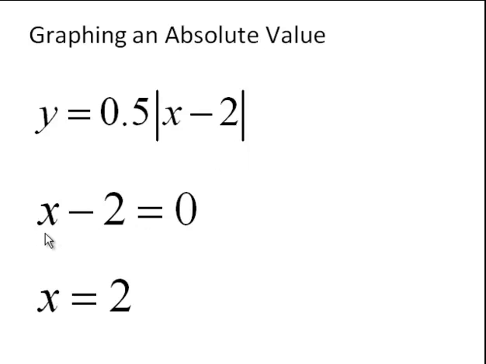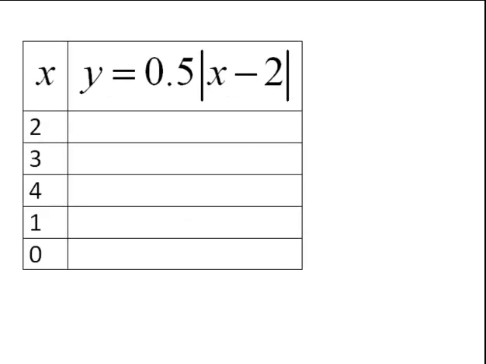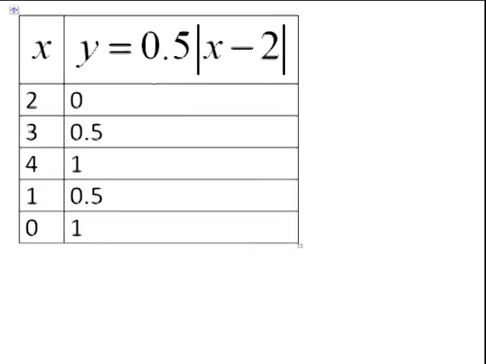If you set the inside of the absolute value, the x minus 2, equal to 0, that occurs where x equals 2. Let's go make a table of values. So here's a table of values I set up. I set x equal to 2 in the top row. That's where my absolute value is 0. I'm going to take a couple steps to the right from there, so go up to 3 and 4, and a couple steps to the left of 2, 1 and 0, and fill in my table of values.